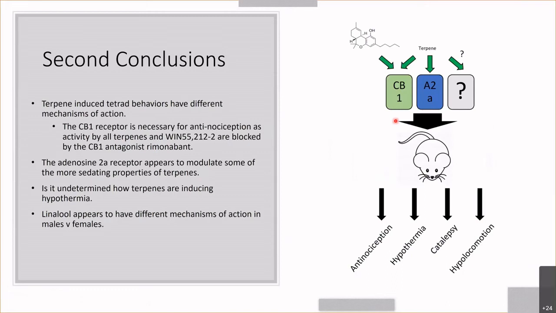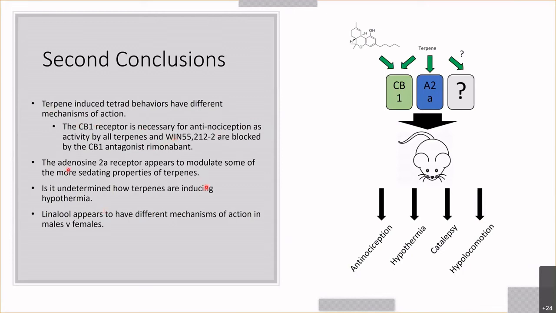All right, so this is our second set of conclusions. So we know that the terpenes induce tetrad behaviors. So that's sort of cannabimimetic, hence the title at the start of this talk. However, they have different mechanisms of action that do include the cannabinoid 1 receptor, which is particularly important for antinociception, and synergizes in antinociception with WIN, but differs for the other behaviors.